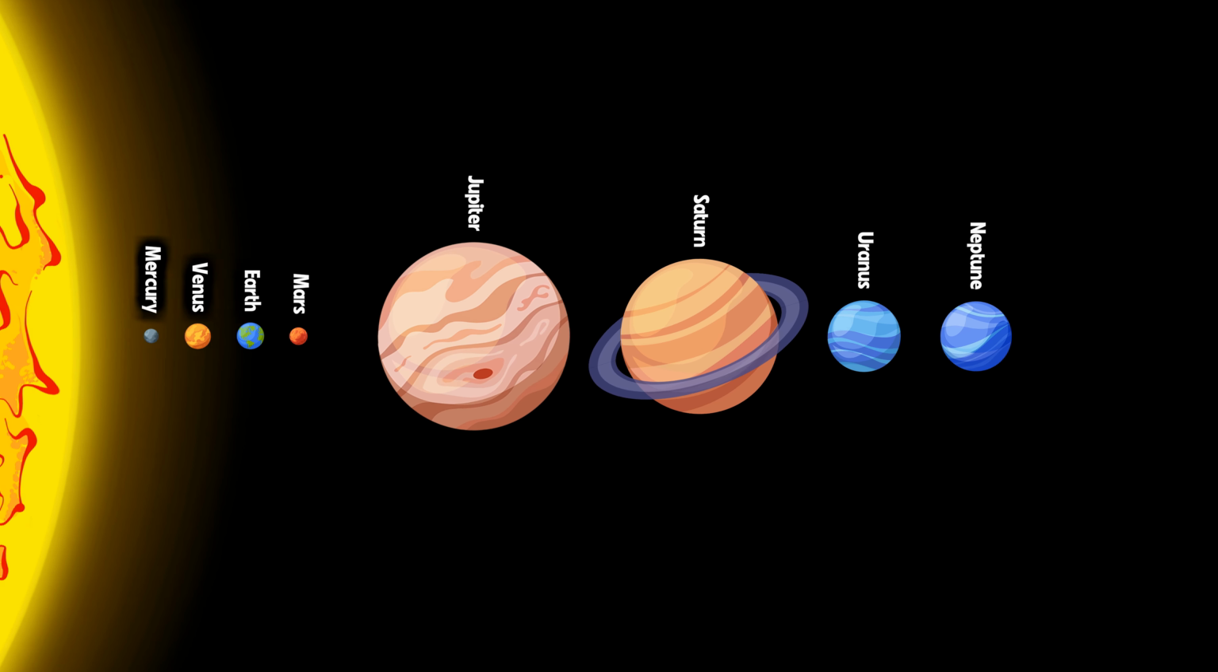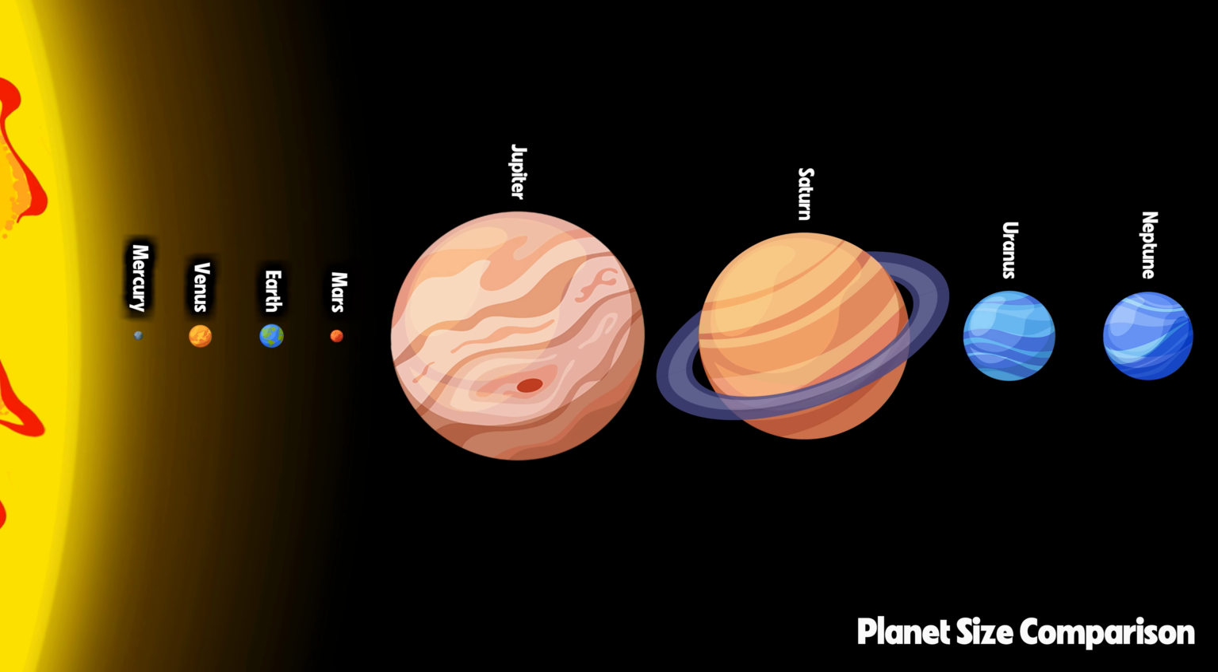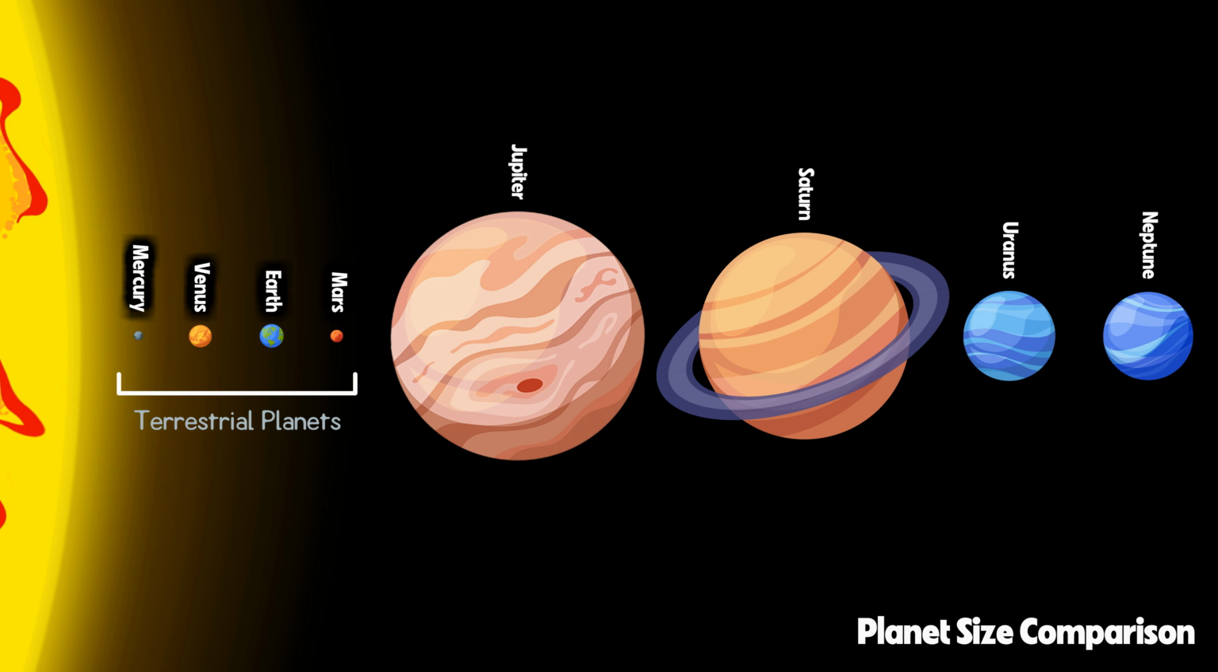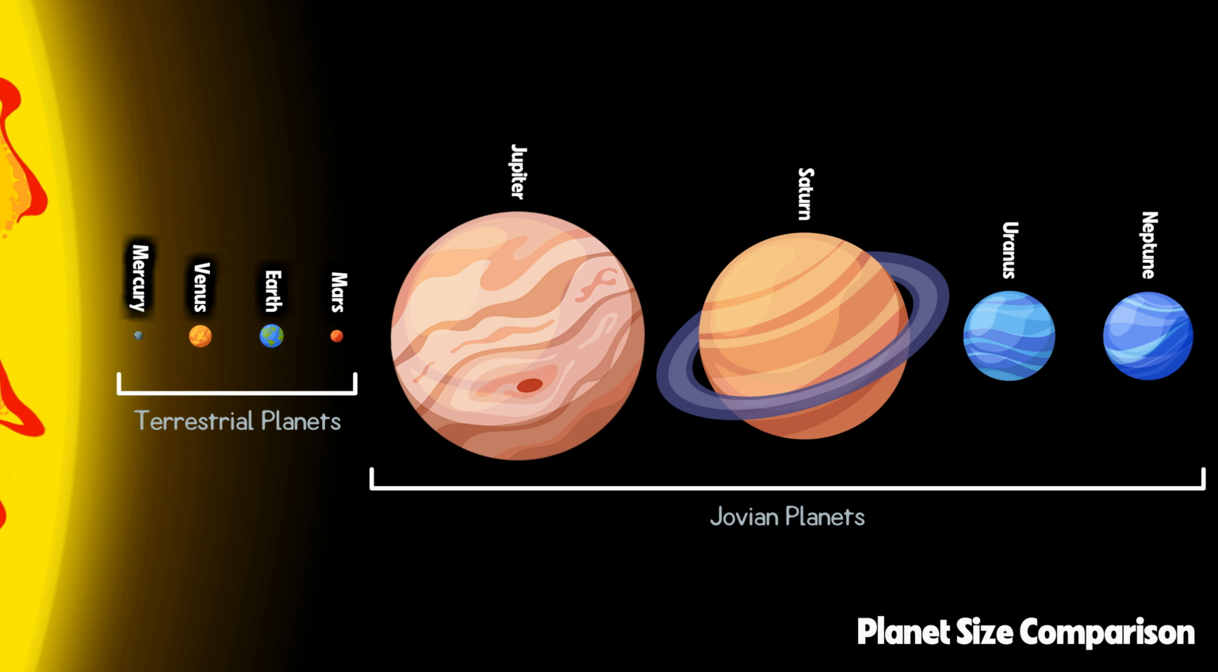We often see planets displayed as similar in size for clarity, but in reality, their sizes compared to each other look more like this. Let's summarize the two main types of planets in our solar system. First, we have the terrestrial planets, the four inner planets closest to the Sun. They have rocky surfaces and are smaller and denser. Next, we have the Jovian planets or gas giants. They are much larger but less dense, with thick atmospheres of hydrogen and helium.